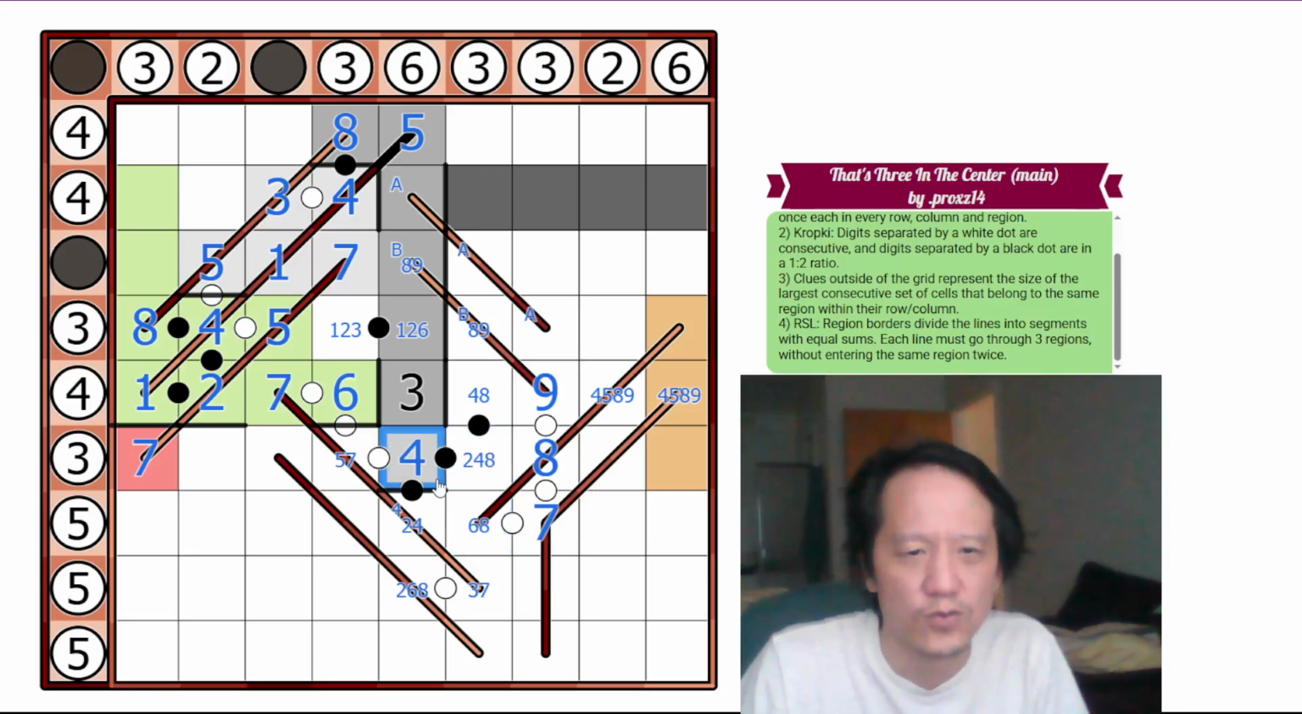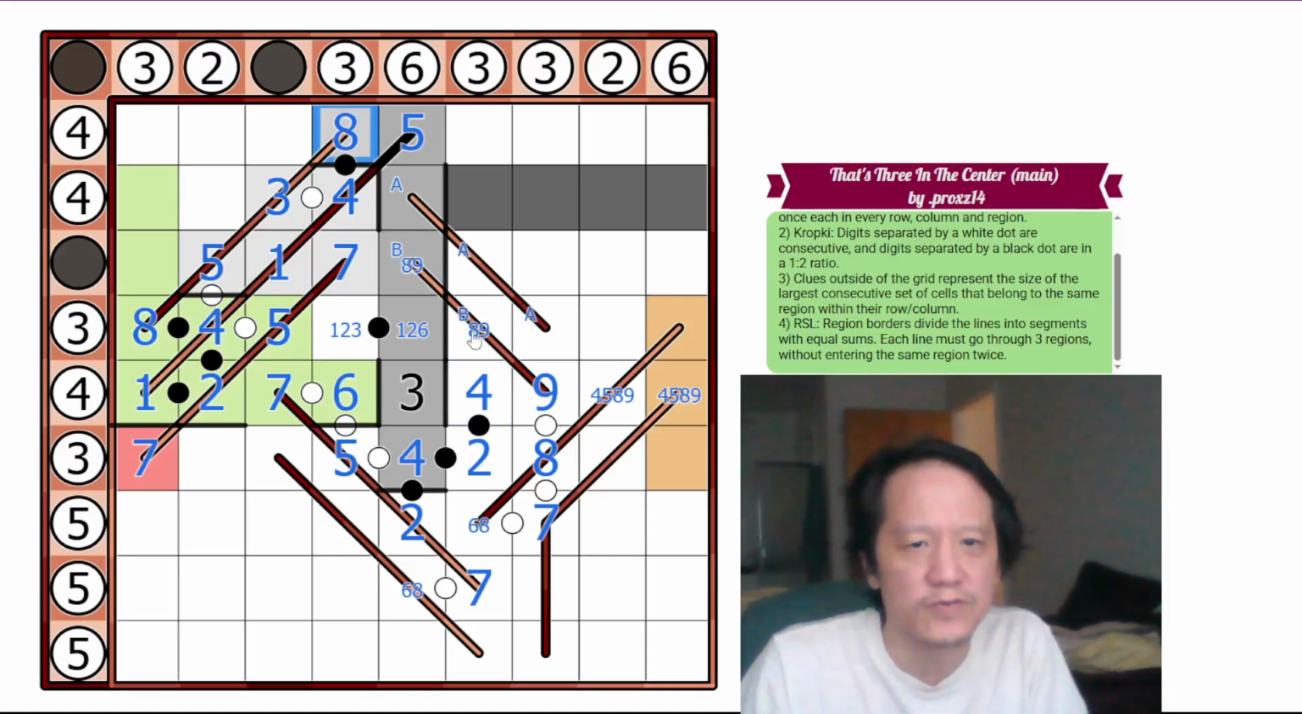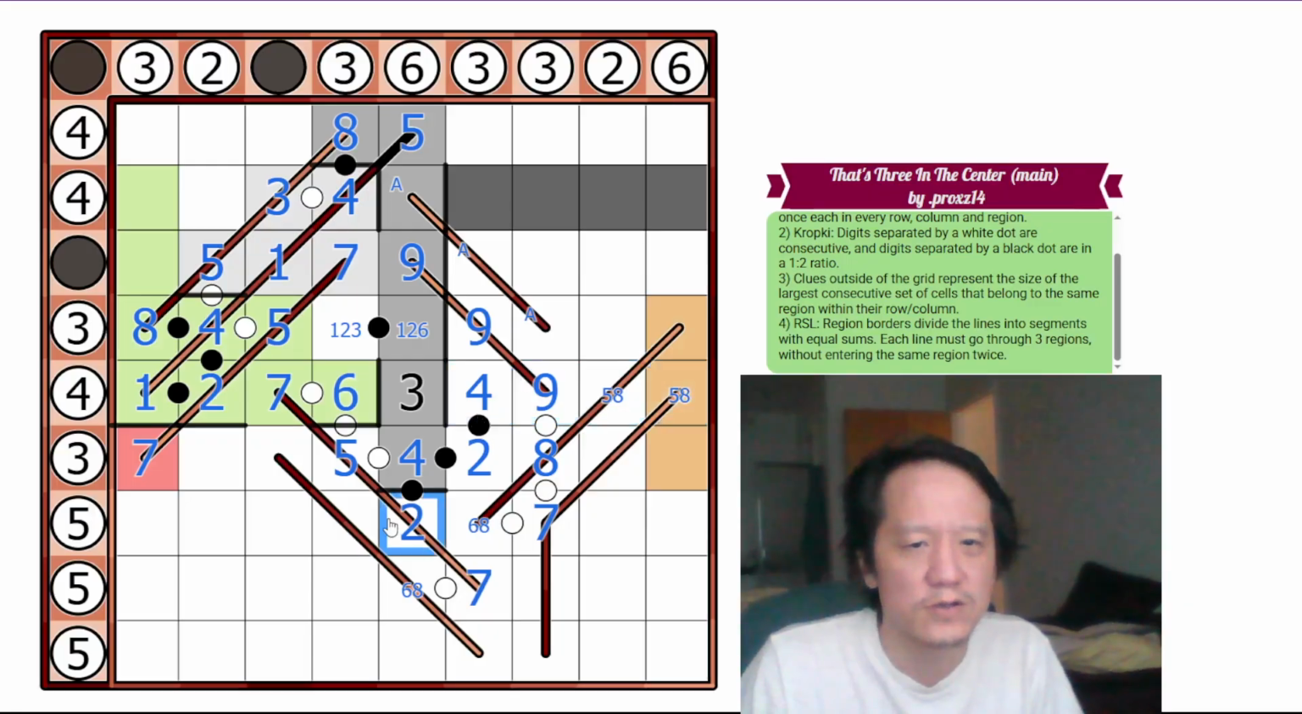This is 4. That makes this 2. 4 is consecutive only with 5. This is then 2, which makes this 4, because it can't be 8. This is 7, which is consecutive with 6 or 8 here. This can't be 8 because of... Oh, yeah, we already knew that. So these are 9s. This can't be 4 or 9. This is 5 or 8 here.